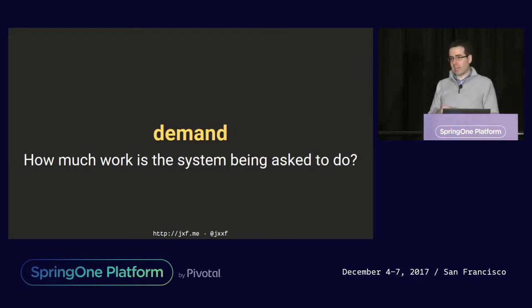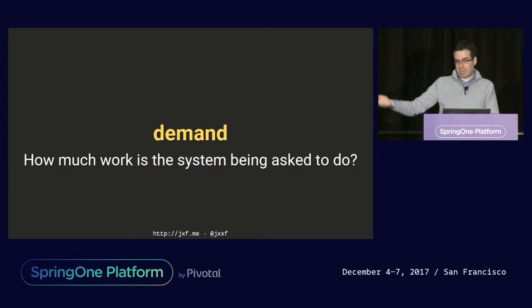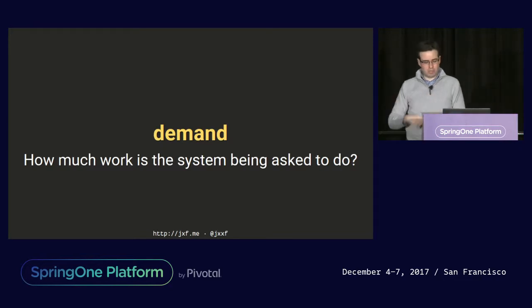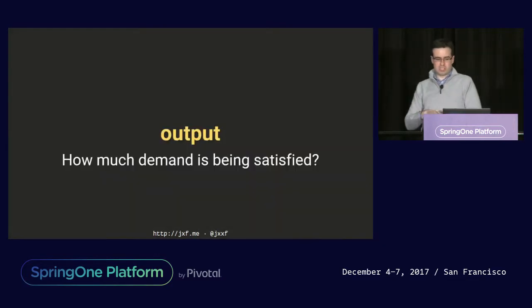If the system is being asked to do a lot of work, we should expect to see a proportional increase in the amount of work it is doing if it's healthy. We'll talk about that in a second. The second thing that I think is important in this overall picture is the output of the system. Of the demand that's coming in, how much is being satisfied?